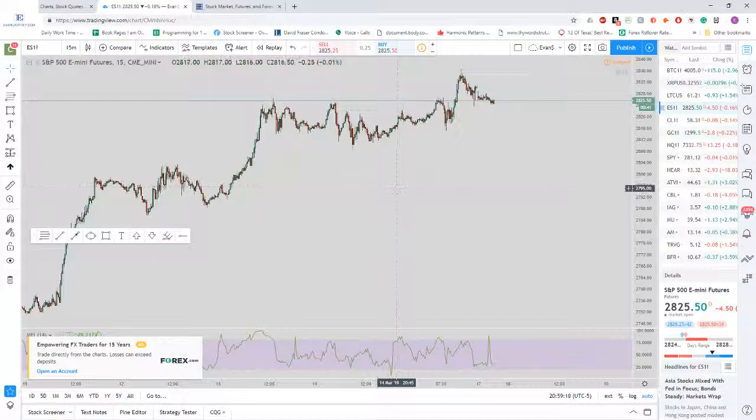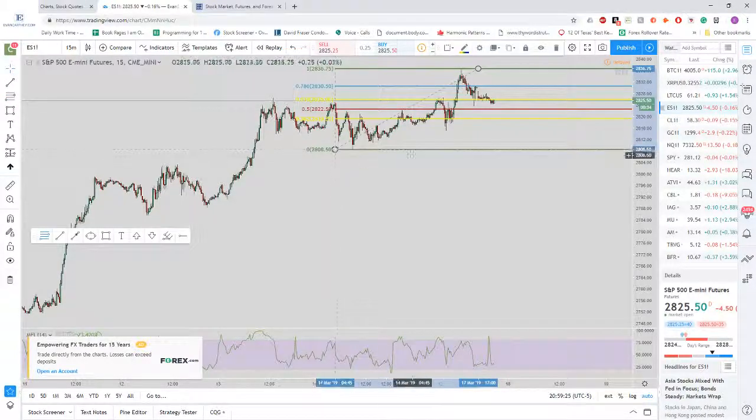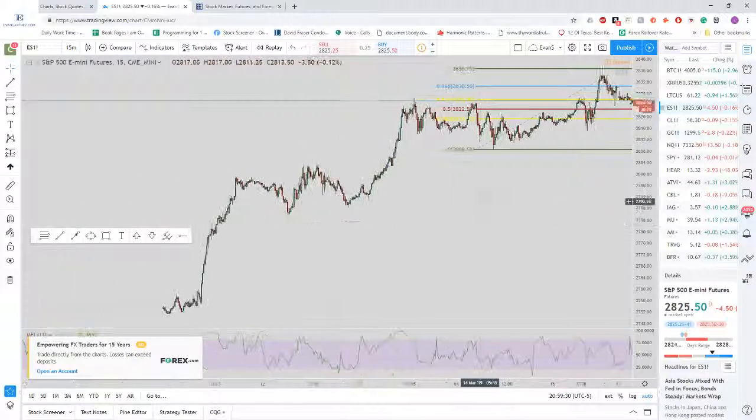So using the 15-minute chart right here, we can use that one and that trade right there. This is pretty much the only trade we have as far as a shorter term trade for what's happening.